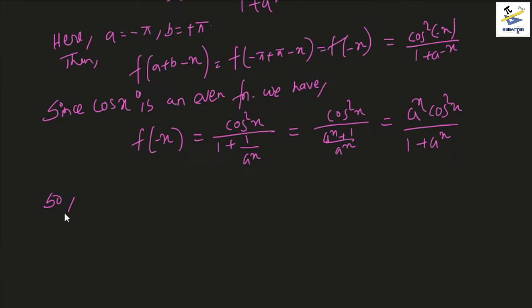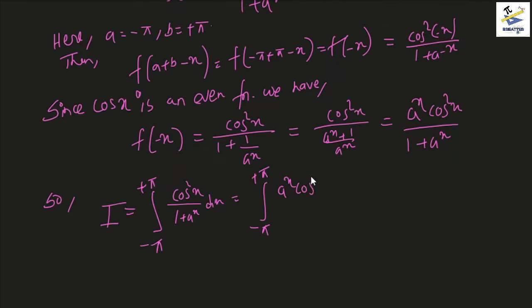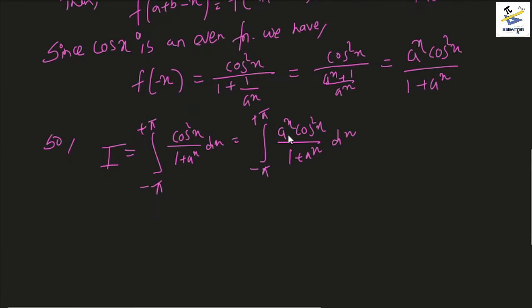So we see that the value of the integral I, which was given as the integral from minus pi to plus pi of cos square x by 1 plus a to the power x dx, is also equal to the integral from minus pi to plus pi of a to the power x cos square x by 1 plus a to the power x dx. So as we can see here, there are two different representations of the same integral I in terms of two different functions. And since they represent the same value, what we can do is we can add those values.